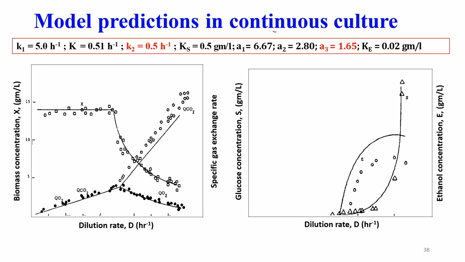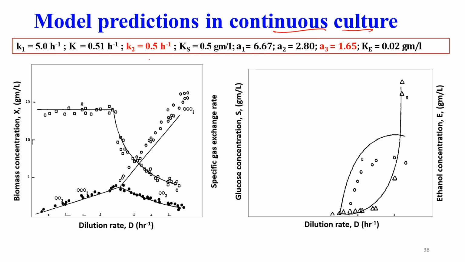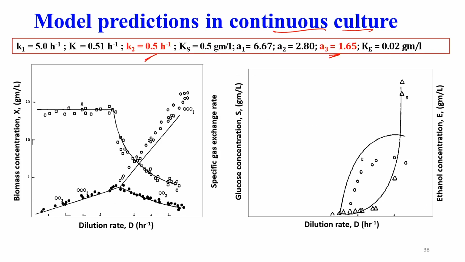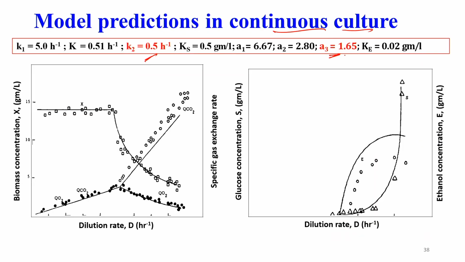Now, continuous culture was also modeled. In case of continuous culture there are a few differences, particularly the K2 value and A3 value. The K2 value in the batch was 0.3, and it has become 0.5 per hour. The A3 value was 2.22 in the batch and it becomes 1.65 in continuous culture. Here you can see the x axis has now changed: it is the dilution rate, and the y axis is the biomass and specific gas exchange rate, and further you can see the profile of ethanol as well as the glucose here.